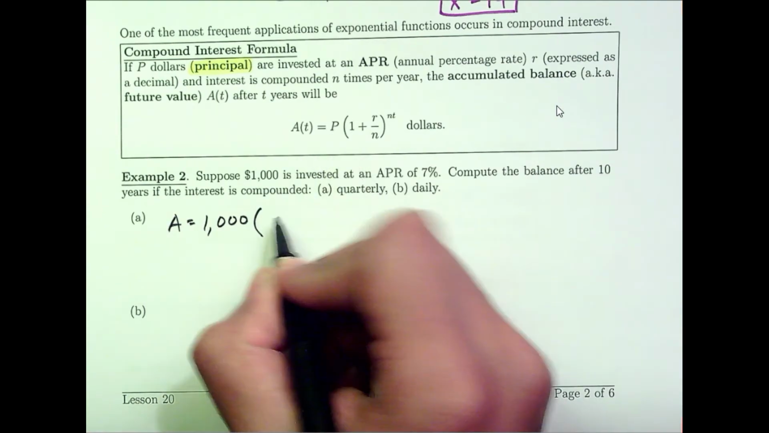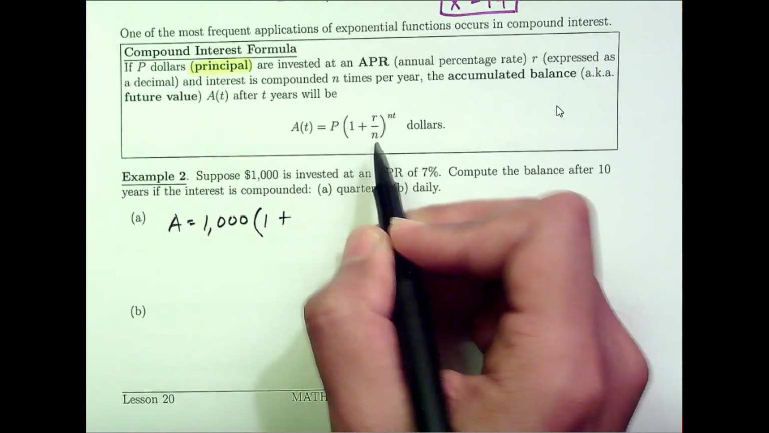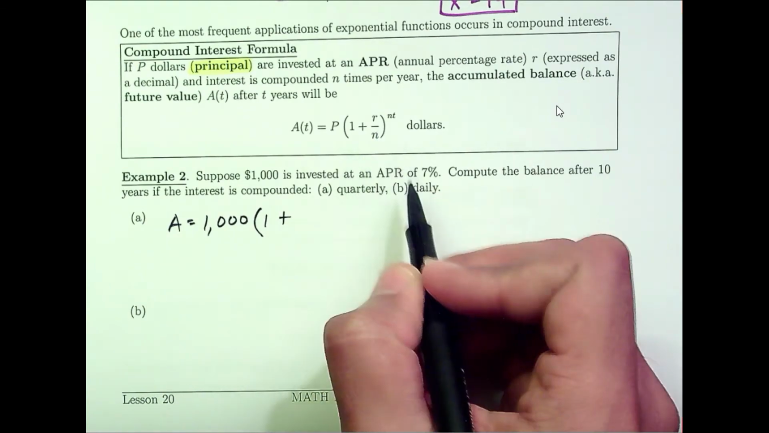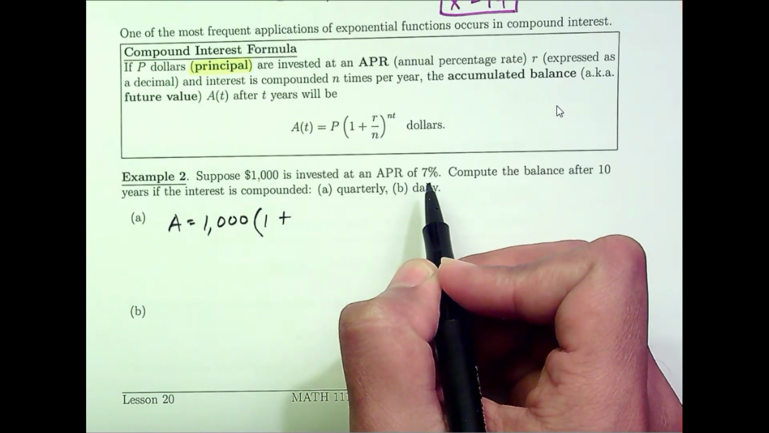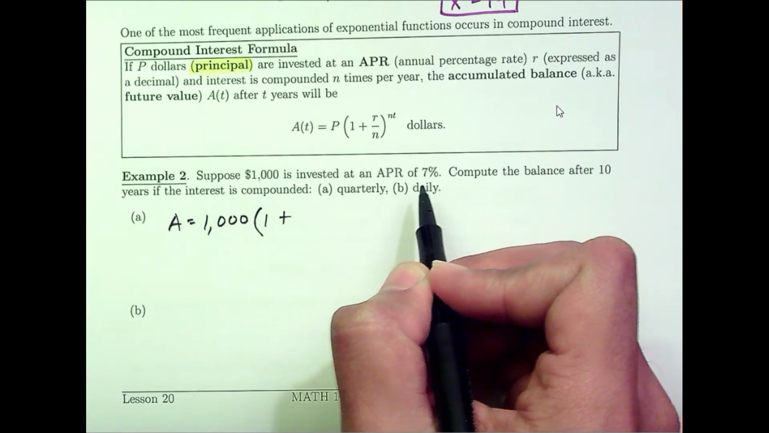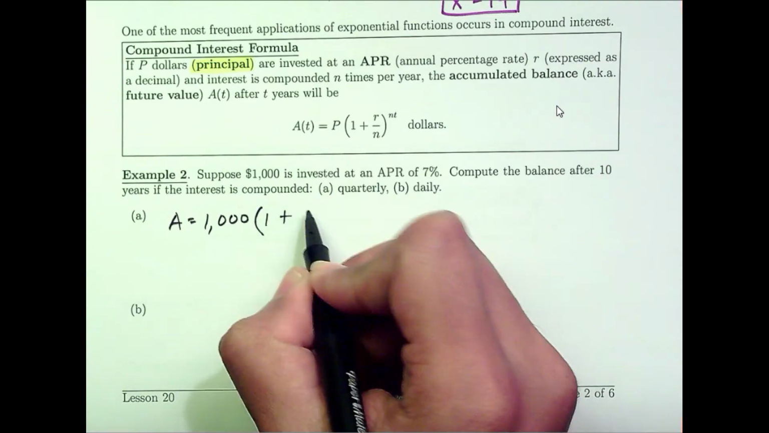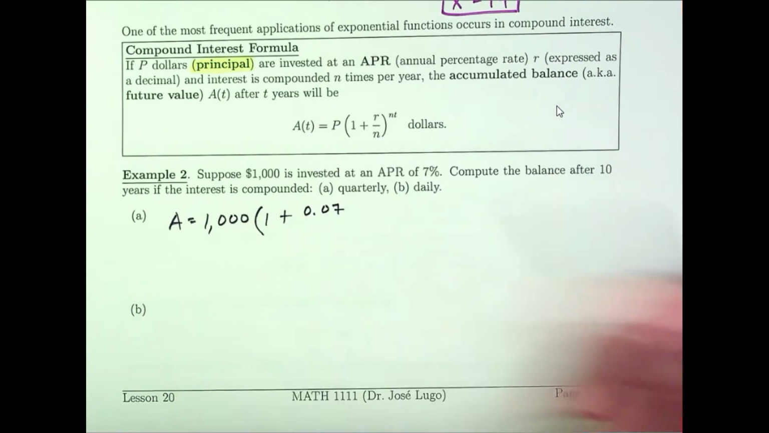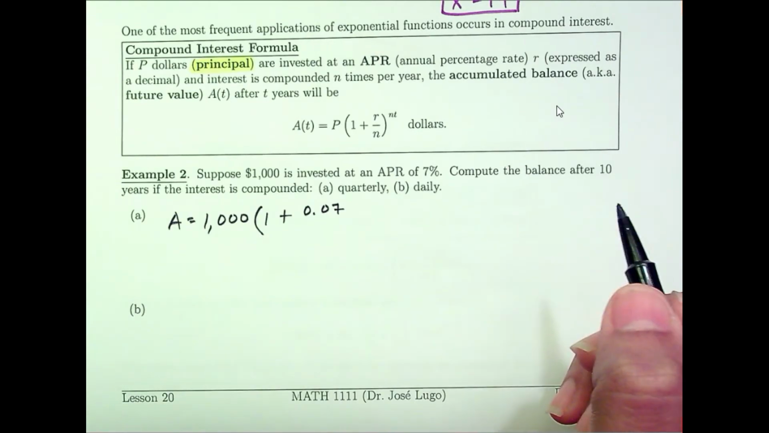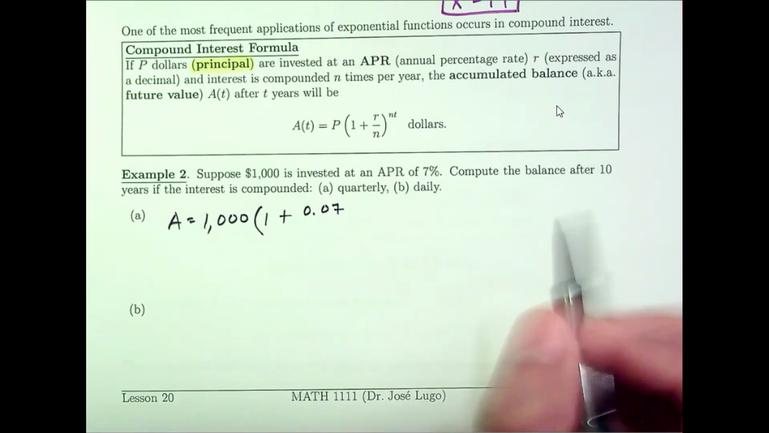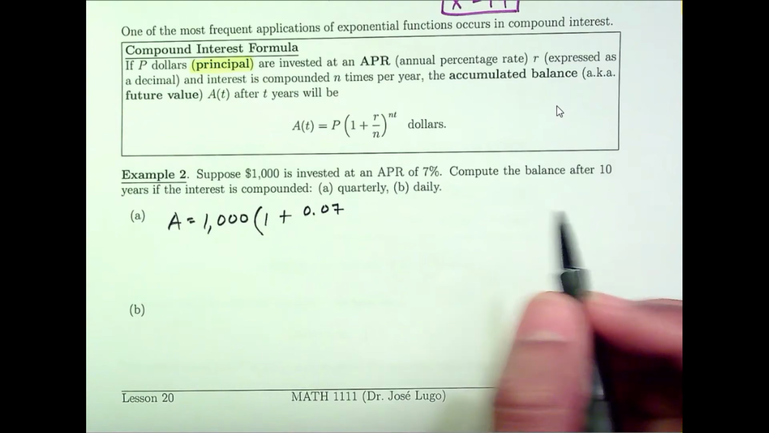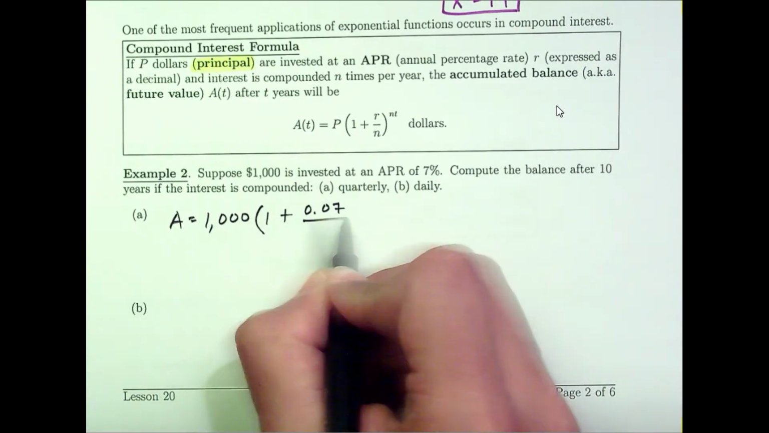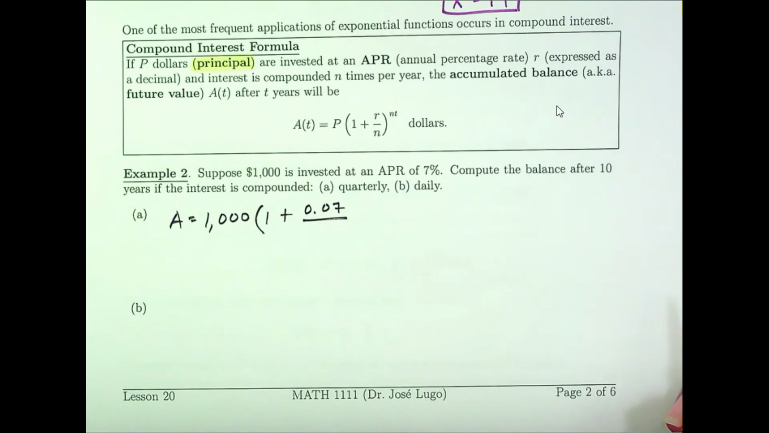Then you have a 1 plus, and then the R. The R, they just told me what it is. It's 7%. But remember, we enter it as a decimal. So 0.07 is not 0.7, it is 0.07. 0.7 would be 70%. For 0.07, you move the dot twice. And then all that over n.